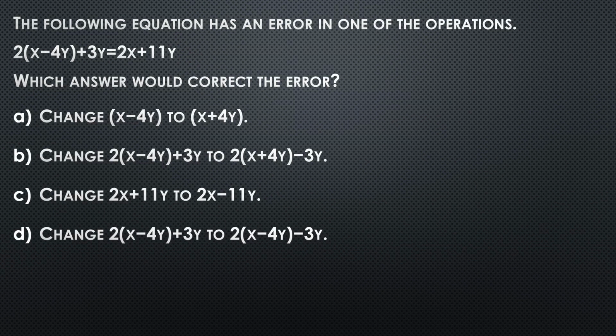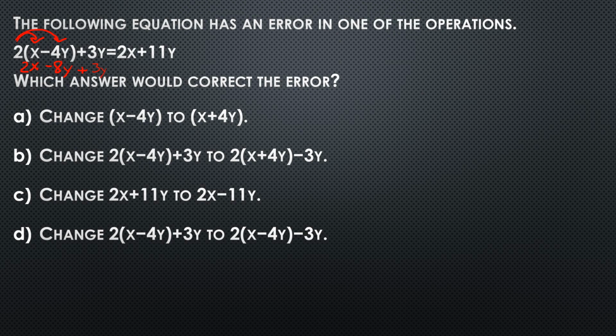All right, next, we want to know which of the following equations has an error in one of the operations. So which answer would correct the error? Okay, so it looks like we have to go through here and figure out where's the mistake that's being made. Okay, so if I have this 2 up here and I'm distributing it to everything inside these parentheses, I would have a 2x minus 8y, okay? And then I have this plus 3y here, okay?